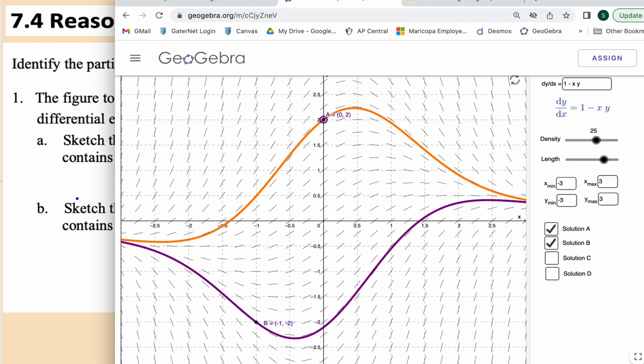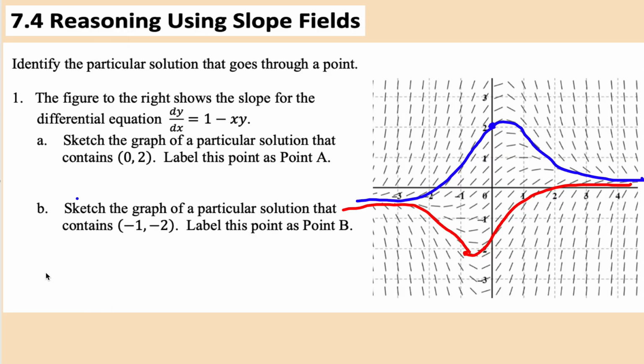And let me go ahead and show you a GeoGebra one. You can see this is the graph that we just were working with. At 0, 2, the computer actually figures it out, and look, it's just following the tangent lines, just like a current. And over here at -1, -2, again, following the tangent lines. So there are programs that will do this for you.